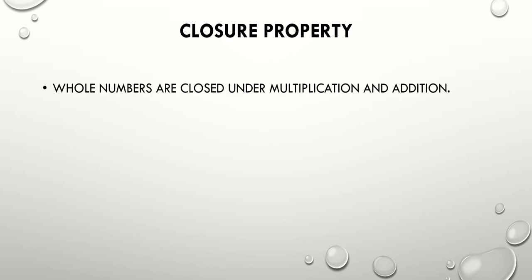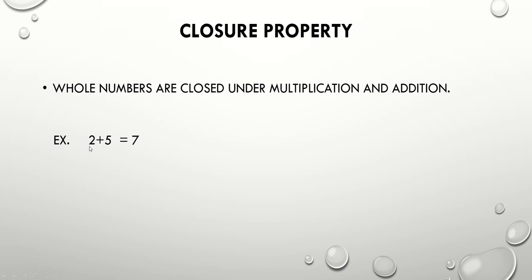So the first property is closure property. What is the meaning of this? Closure property is that whole numbers are closed under multiplication and addition. Suppose you are taking the example 2 and 5. Both are whole numbers. When you do addition of these, you will get a whole number again, because 5 plus 2 or 2 plus 5 is 7, and 7 is a whole number. 2 and 5 both are whole numbers.